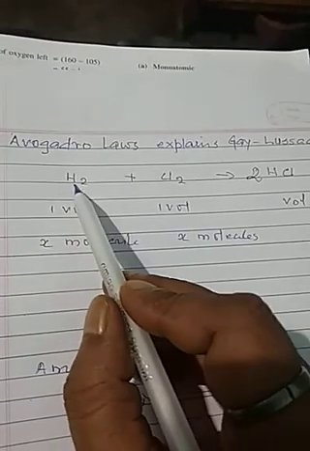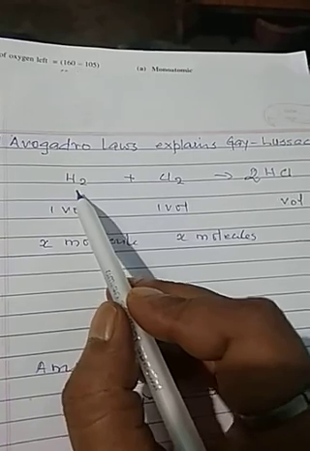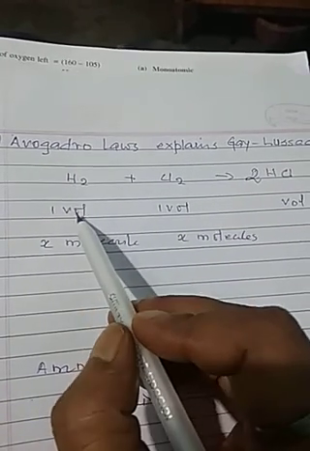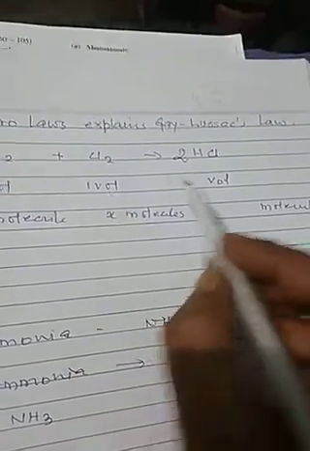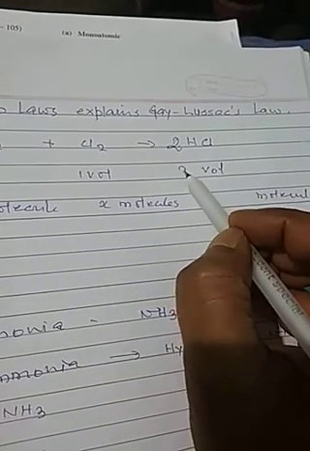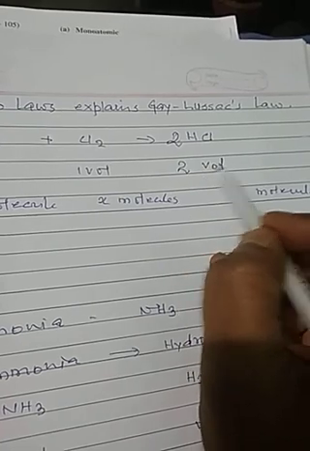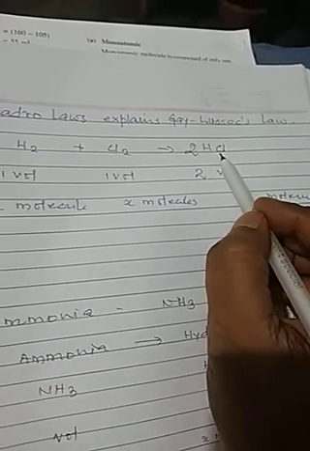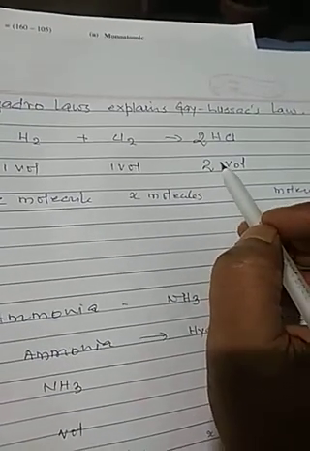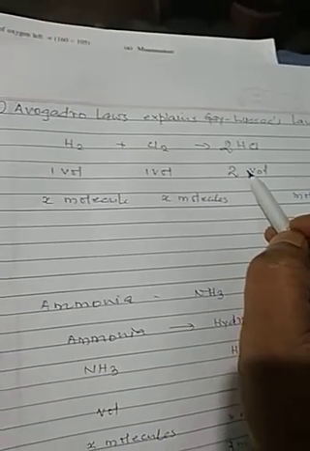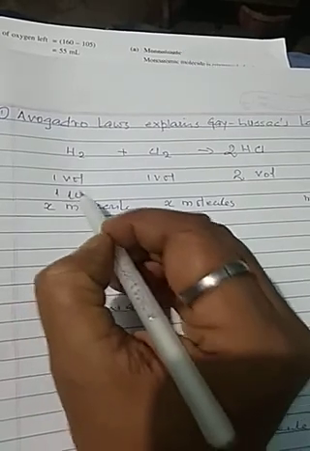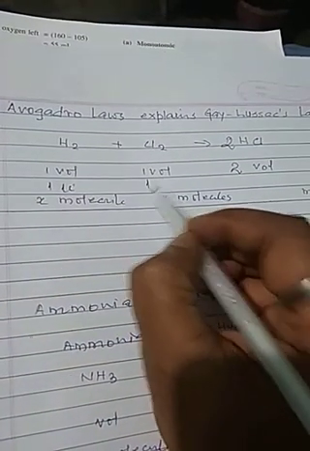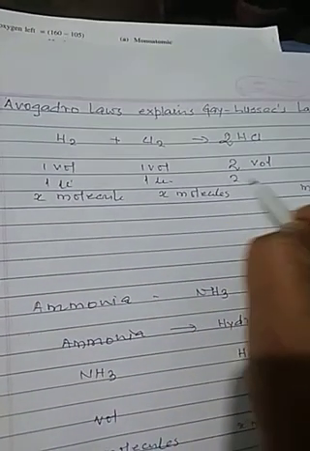Now if we are taking in terms of Gay-Lussac's law, one volume of hydrogen combines with one volume of chlorine. Now it is forming two volumes of HCl. How is this explained by Avogadro's law? If it is one volume, meaning 1 liter, this is also 1 liter, it is forming 2 liters of HCl.